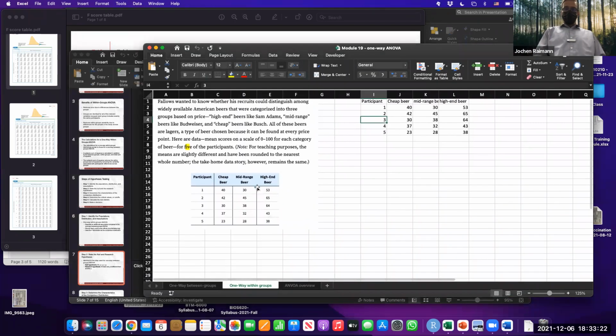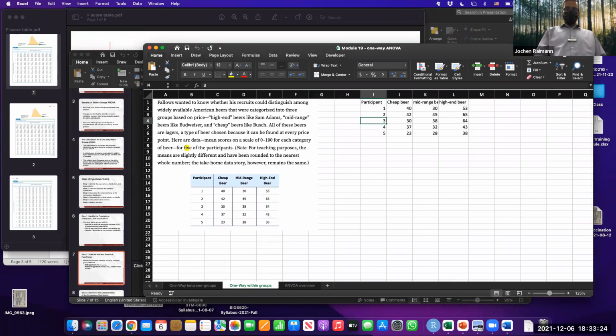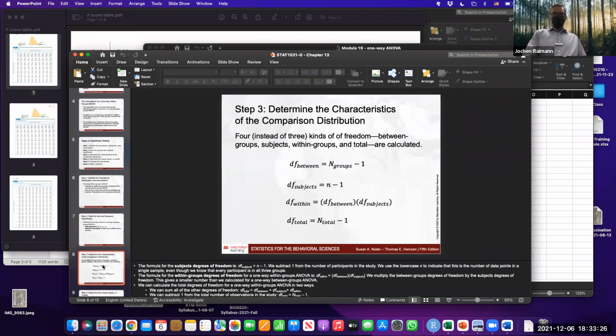So, and now let's get started with, no, not yet. Okay, so we determine the characteristics of the comparison distribution. So now we're going to get to the B example. Let's carry this over. Somehow.